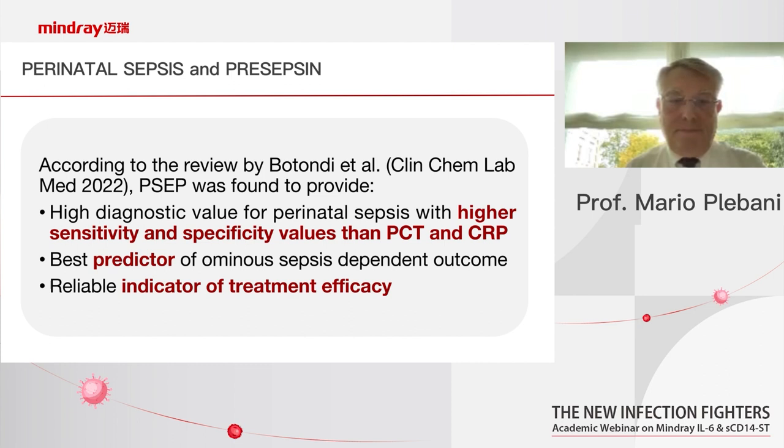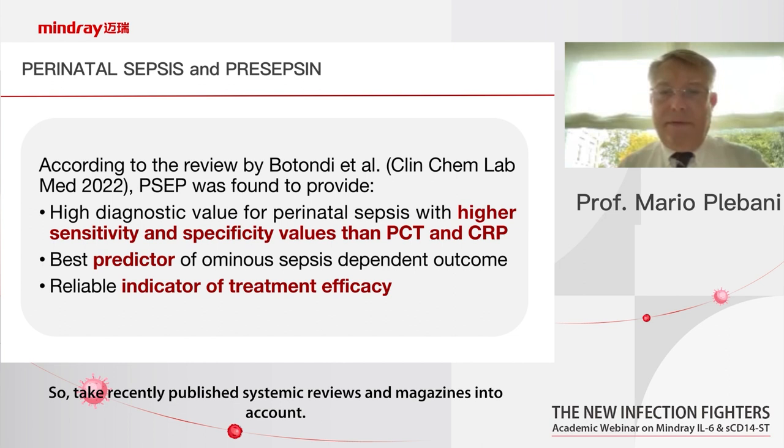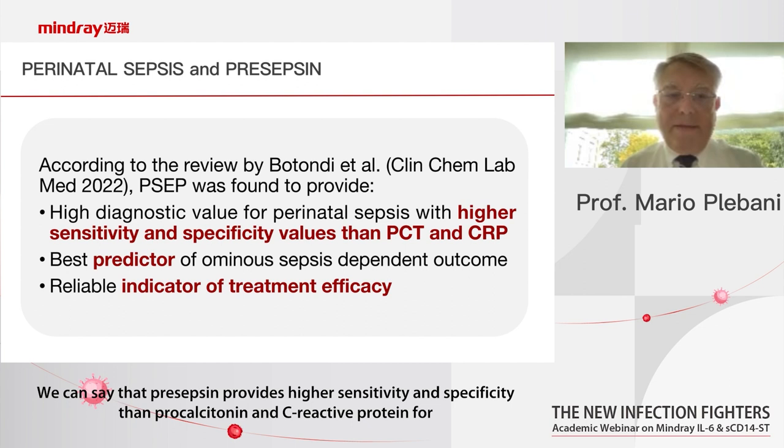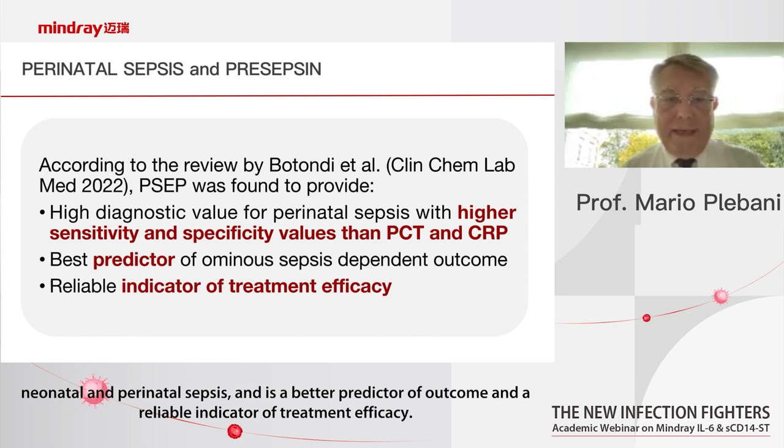So, taking into account recently published systematic reviews and meta-analyses, we can say that presepsin provides higher sensitivity and specificity than procalcitonin and C-reactive protein for neonatal and perinatal sepsis, is a better predictor of outcome, and is a reliable indicator of treatment efficacy.